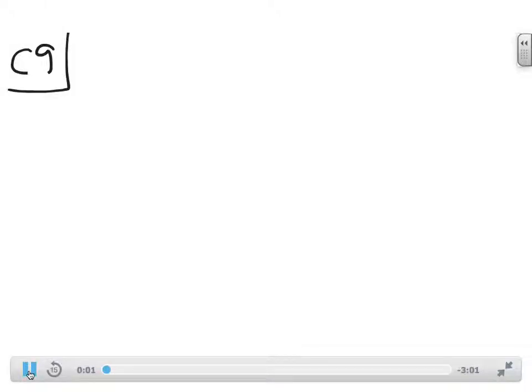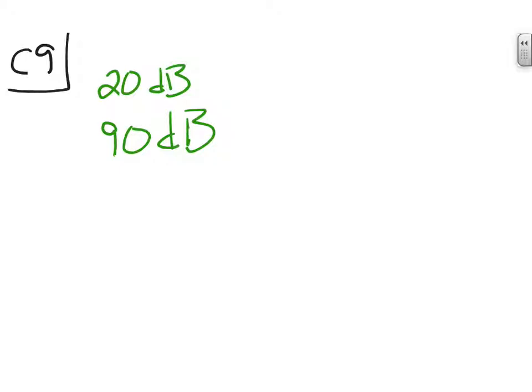In problem C9, we're talking about the decibel scale and the way it works. So I'll give you a little bit of background for those of you who may have missed that. The decibel scale is a very strange scale. You'll have a really soft sound, which might be 20 decibels, and then a much louder sound would be 90 decibels. And so that's going to be much louder.